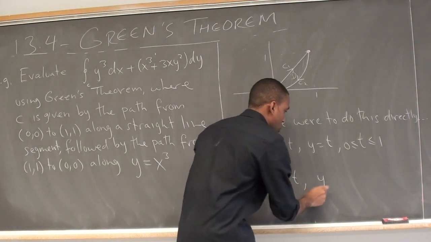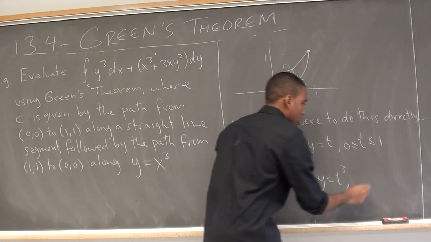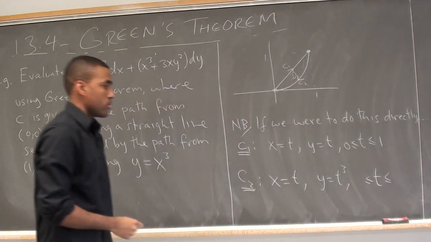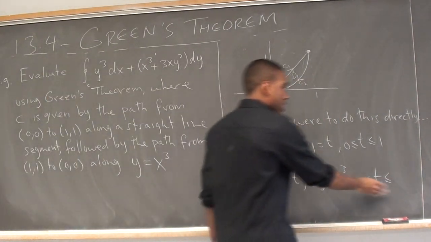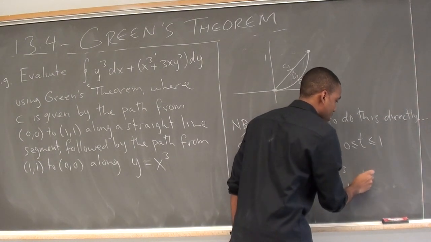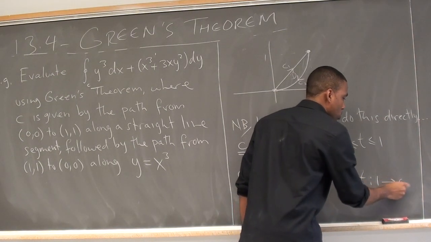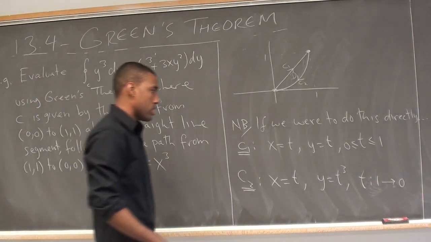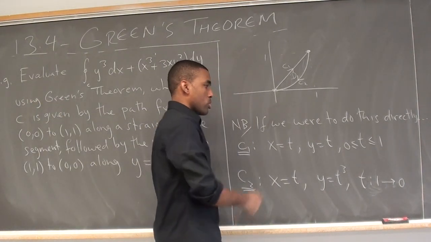If x is t, your y would be t cubed. T goes from 1 to 0, right? So you can't write it as that. Your t would start at 1 and then go to 0, right? So you'd put 1 at the lower limit and 0 at the upper limit, right?